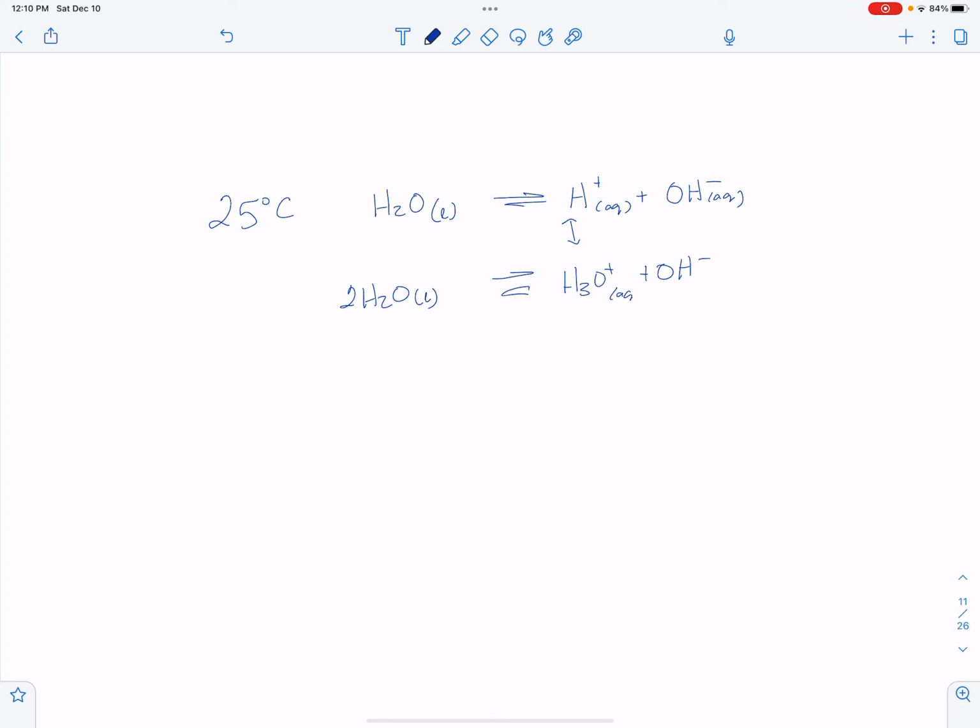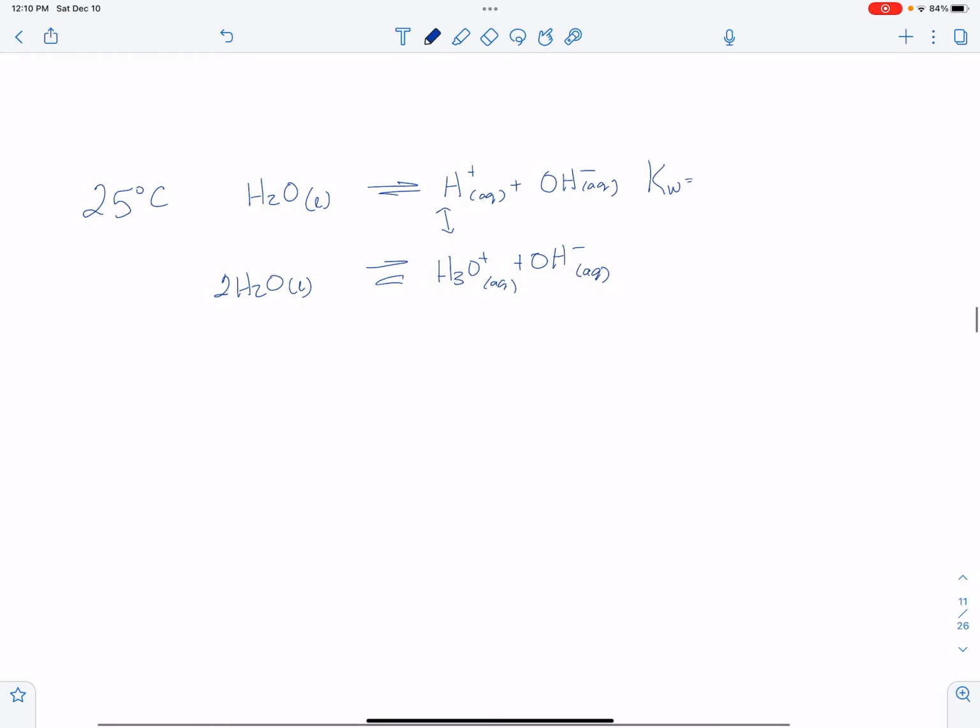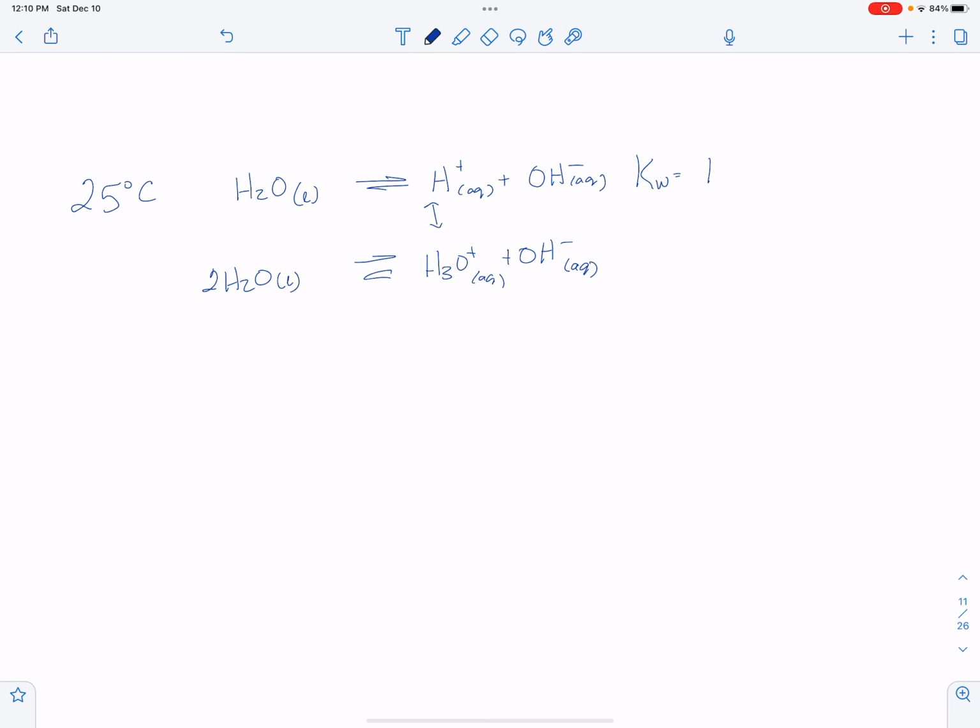The actual percentage is called the KW. It's the dissociation of water. The percentage that split apart is 1 times 10 to the minus 14th. And you're probably thinking, what on earth? That's such a tiny number. That's like 13 zeros in that. Why do we care about something that has that 13 zeros?